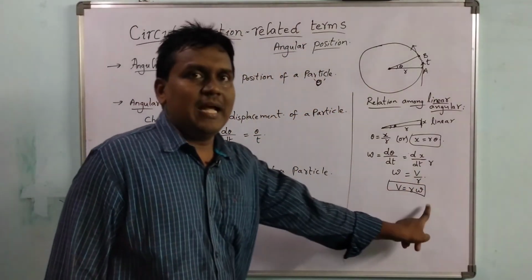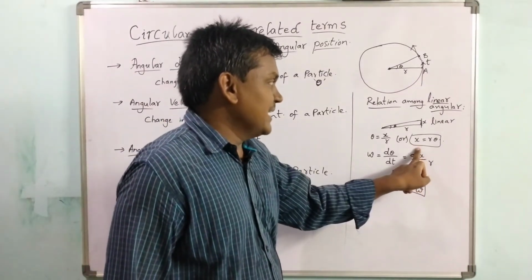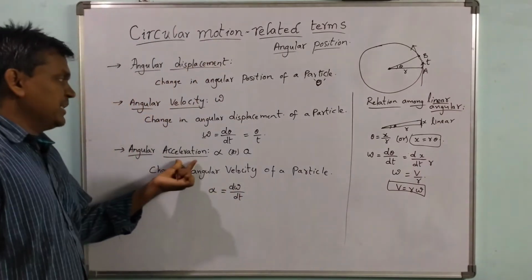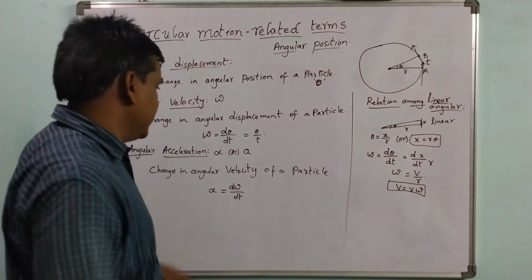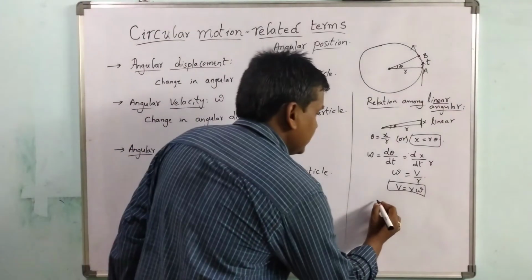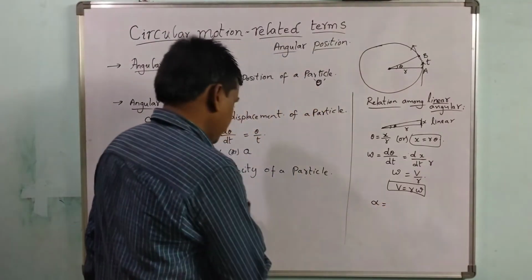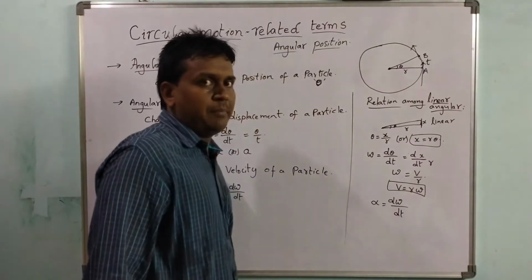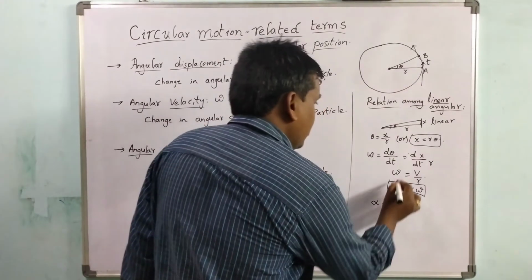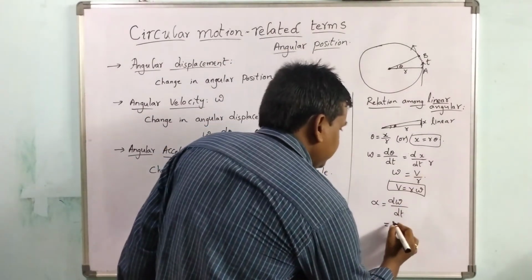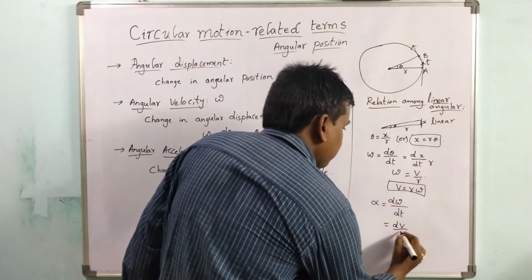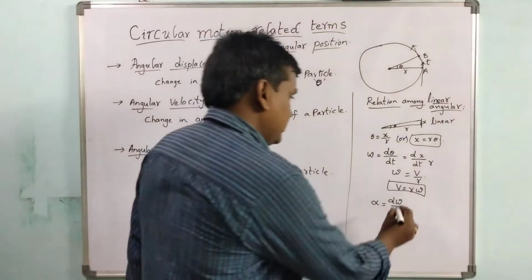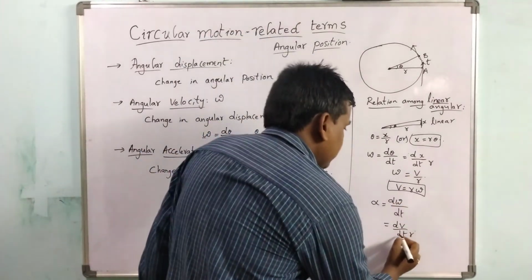Linear velocity, angular velocity, and here this is the linear displacement, this is the angular displacement. Now let us see another relation, acceleration: linear acceleration and angular acceleration. We have alpha is equal to d omega upon dt. Here omega can be written as v by r, so alpha equals dv by dt into 1 by r.